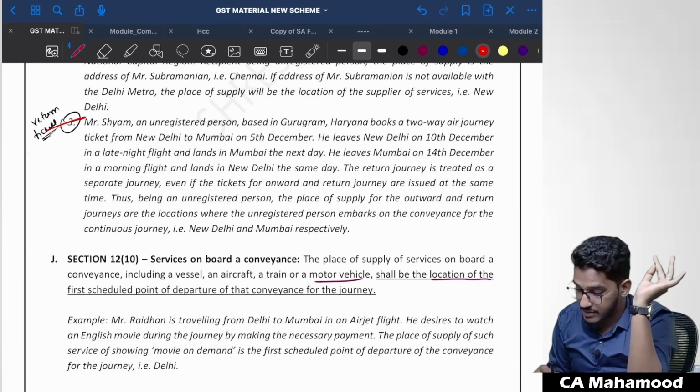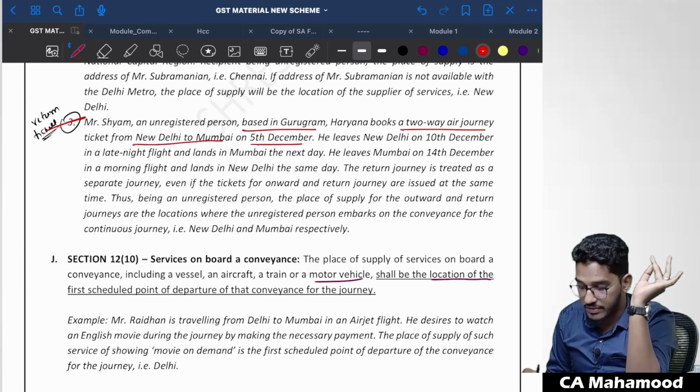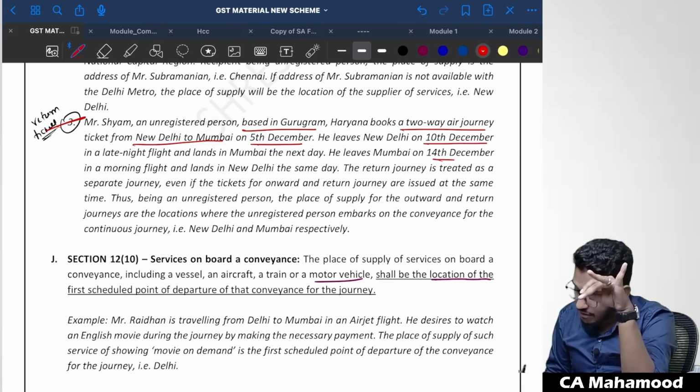If I read it, Mr. Sham, an unregistered person based in Gurugram, Haryana, books a two-way air journey ticket from New Delhi to Mumbai on 5th of December. He leaves New Delhi on 10th December in a late night flight and lands in Mumbai the next day. He leaves Mumbai on 14th of December in a morning flight and lands in New Delhi.